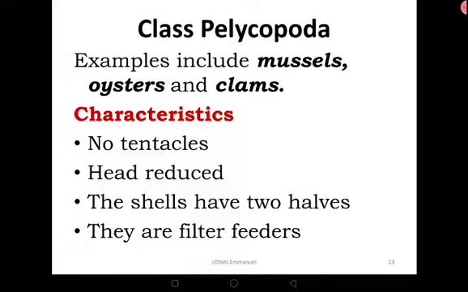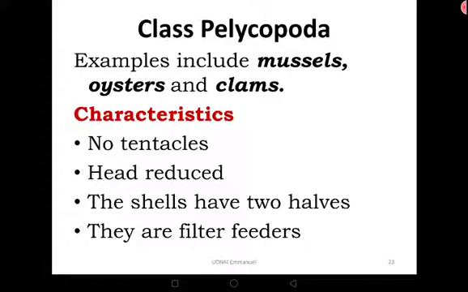And then we can look at class Polychaeta. And this one includes the mussels, the oysters, and the clams. So those are the members of class Polychaeta. So what are the characteristics of the members of this class? They don't have tentacles. Those things you saw on top of the snail's head that are used for sensitivity are not there in these members. No tentacles. Their head is also small and reduced.